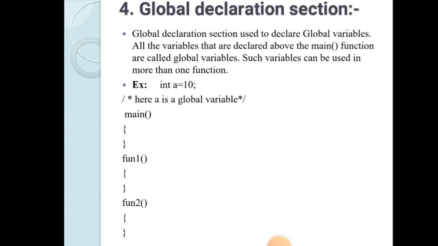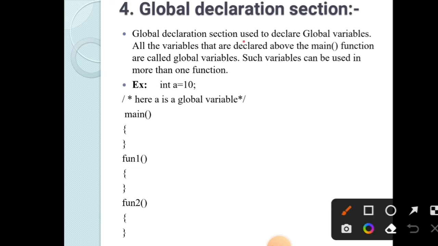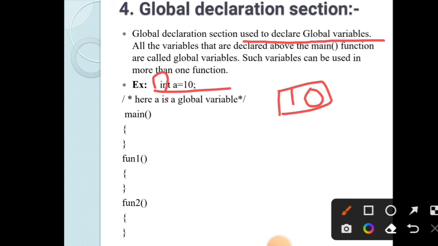The next one is global declarations. The global declaration section is used to declare global variables. Variables are of two types. First of all, what is a variable? A variable is nothing but a storage area. It is used to store some space in memory. For example, int a = 10. Here int is a data type and a is a variable. Here a is a storage area in memory which is used to store some value.